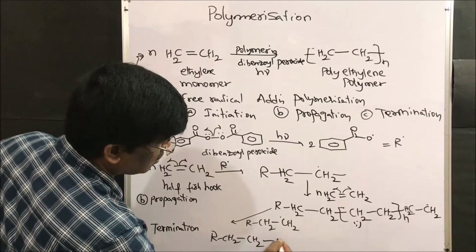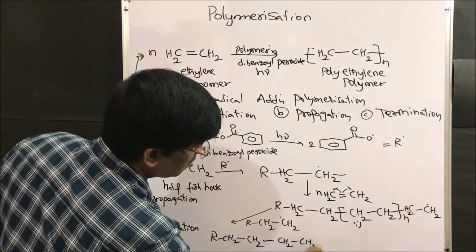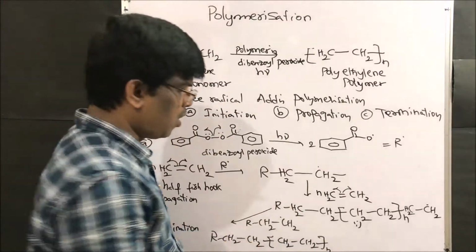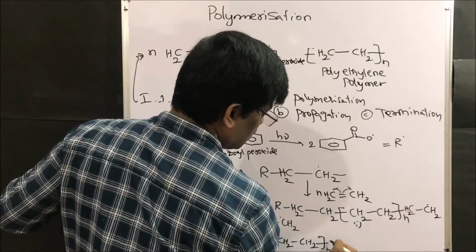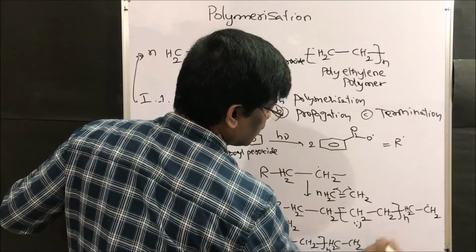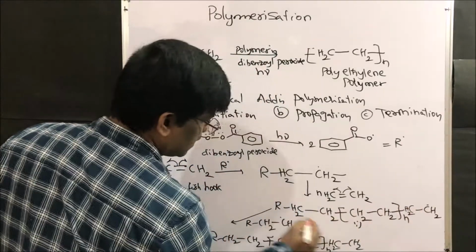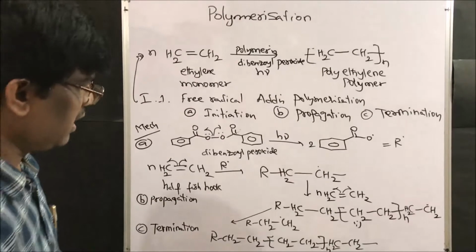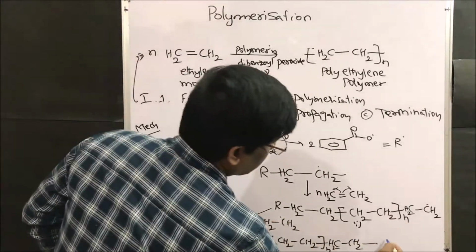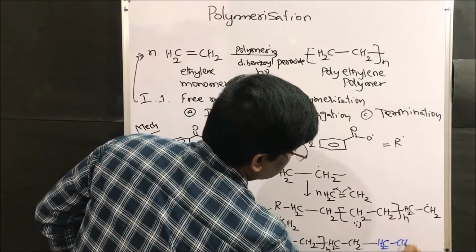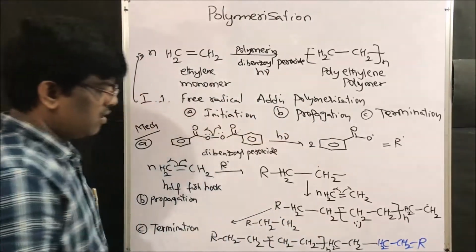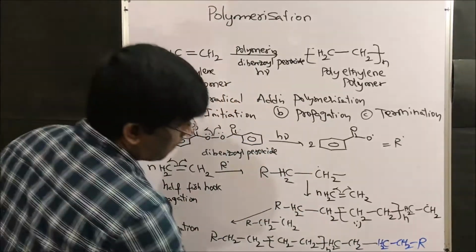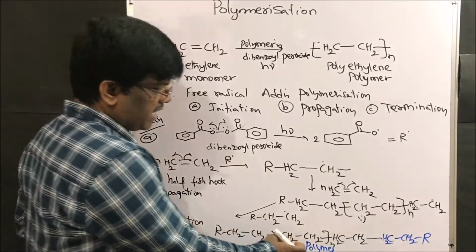CH2, n. N means number of molecules, right? So this is CH2, this is CH2, and this free radical and this free radical are going to form a new bond. So this CH2 R is going to come and sit here, CH2 and R. So at the end, this is the polymer we are going to get. Polymer, right friends? It is very simple.